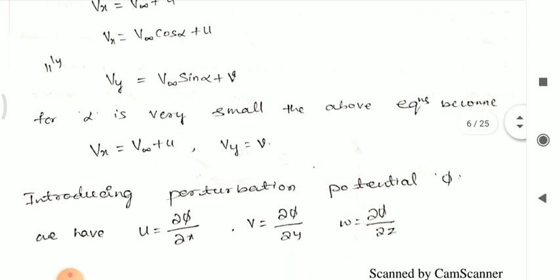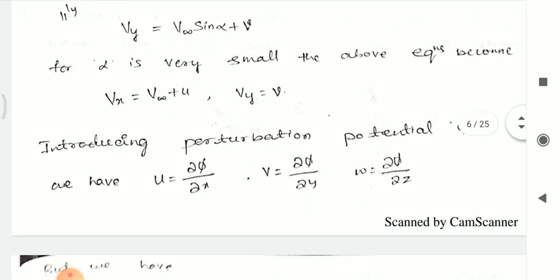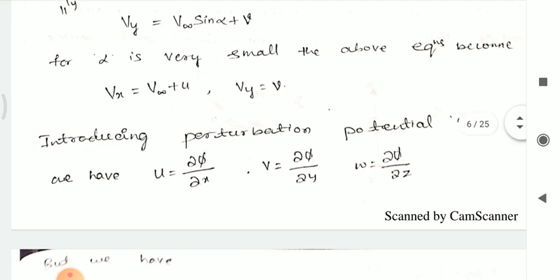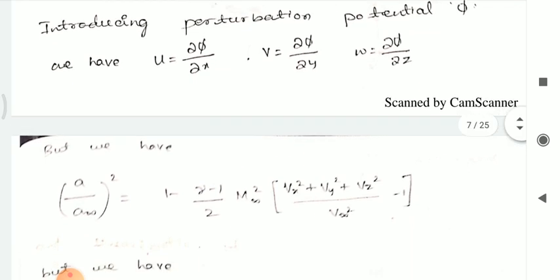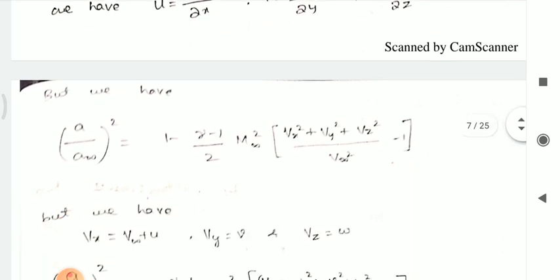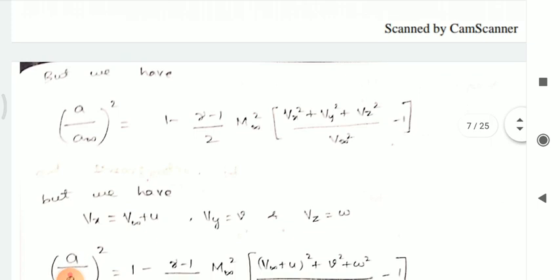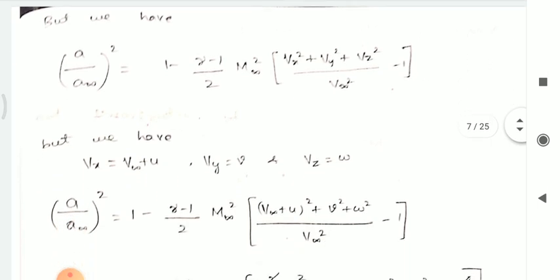And now introducing the perturbation potential phi, small u is dou phi by dou x, v is dou phi by dou y, w is dou phi by dou z, and we also have this relation: a by a infinity squared is equal to 1 minus (gamma minus 1) by 2 into M infinity squared into (Vx squared plus Vy squared plus Vz squared by V infinity squared minus 1). This we had from our earlier derivation, and this equation you are supposed to remember. Take this equation also, and we also have this relation for Vx, Vy and Vz.